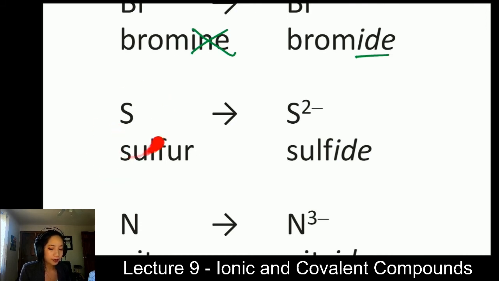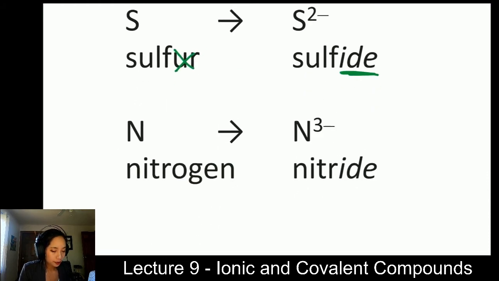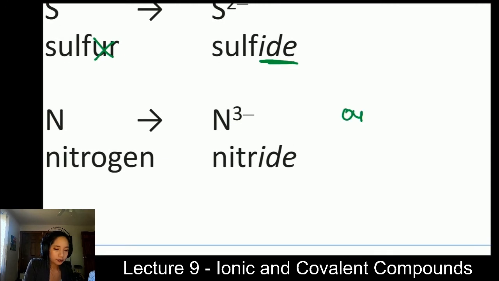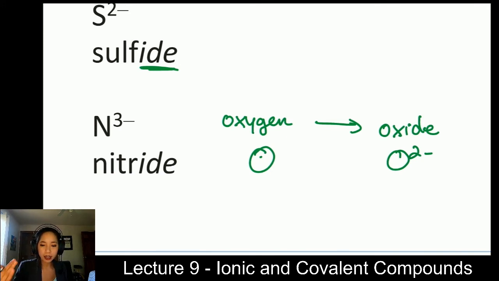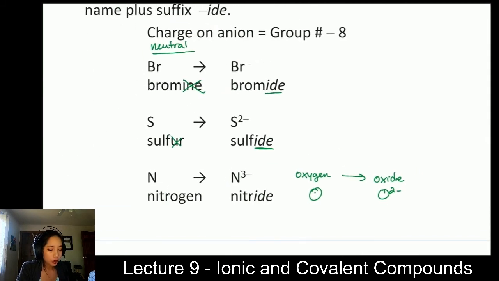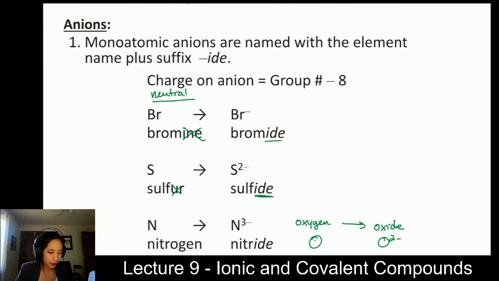If neutral sulfur gains 2 electrons, it becomes sulfide. So we lose the ur part, we gain ide, so sulfur becomes sulfide. And then finally, nitrogen becomes nitride. And then maybe some more examples. Oxygen becomes oxide, so O2 minus. All right, so anions gain that ide suffix. All of the monoatomic anions follow this rule where we add the ide suffix.